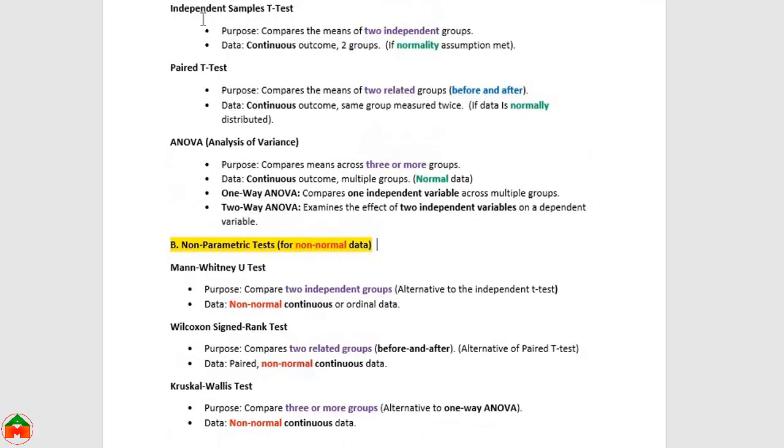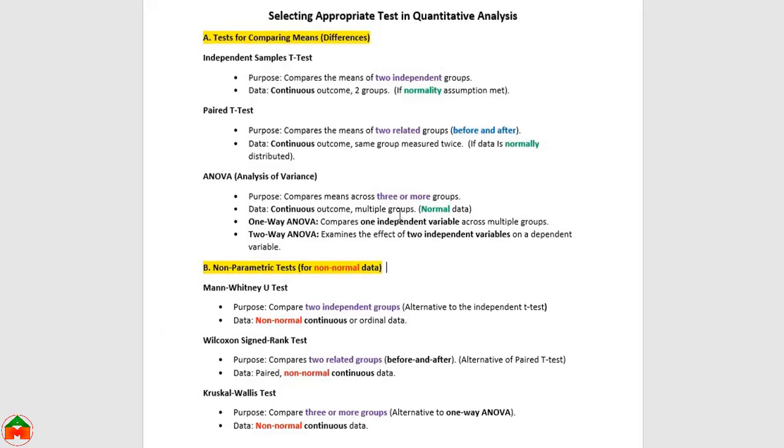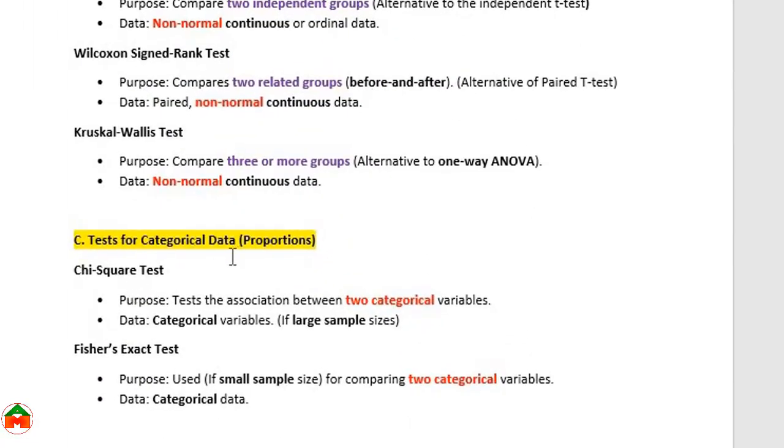I am repeating, these are the tests you can apply whenever the data is continuous or ordinal. But in case of categorical data, you have to apply chi-square test or Fisher's exact test. So whenever you need to test the association between two categorical variables, and if the sample size is large, then you can apply the chi-square test. But if the sample size is small, then you can apply the Fisher's exact test. So this chi-square test or Fisher's exact test are applied whenever you are dealing with the categorical data.